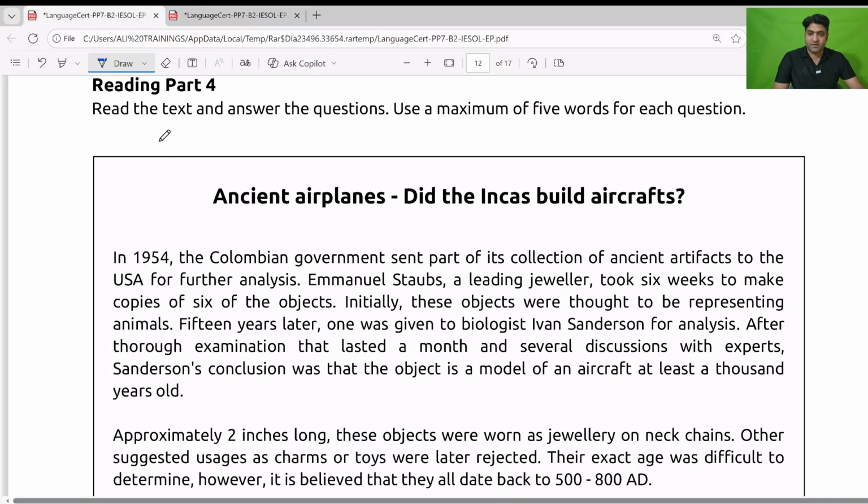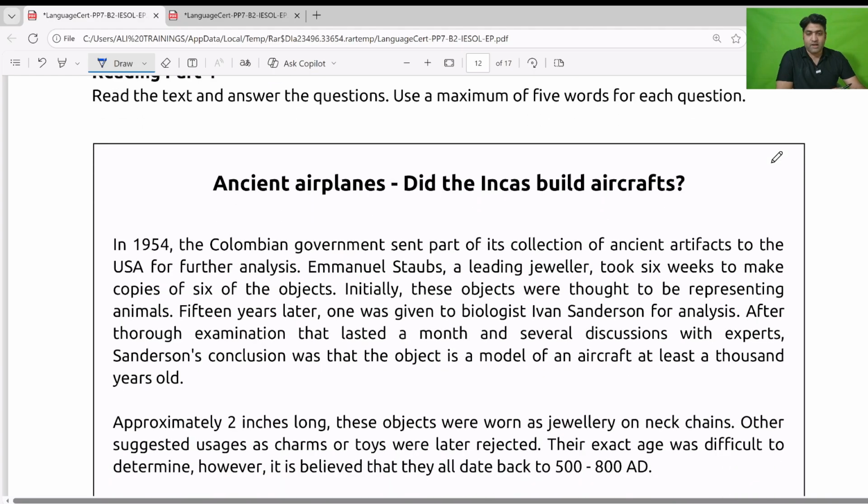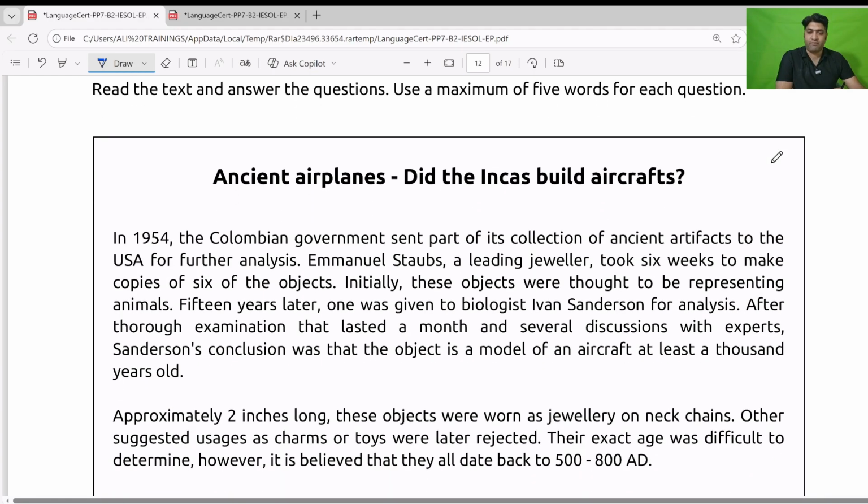Here are the instructions. Read the text and answer the questions. Use a maximum of 5 words for each question. We can use up to 5 words. We can use 1, 2, 3, 4, or 5 words, not more than 5.